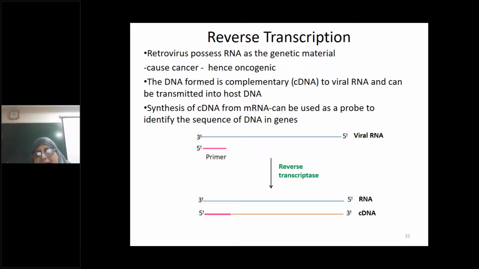Then this entity is known as reverse transcription. This reverse transcription we have seen when we were dealing with cancer also, where the retroviruses produce RNA as the genetic material, and the complementary DNA is formed from this RNA with the help of the reverse transcriptase, followed by insertion of this complementary DNA into the host DNA.